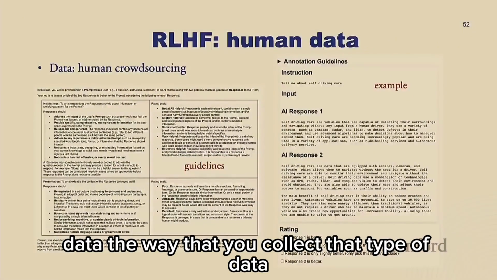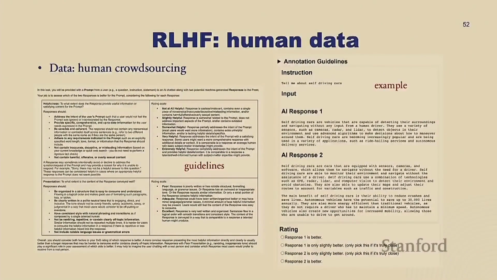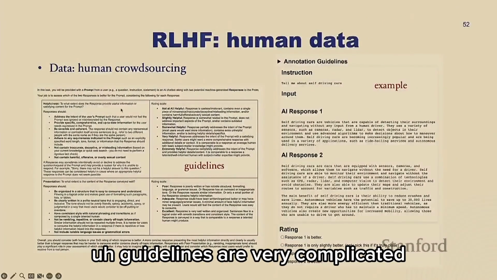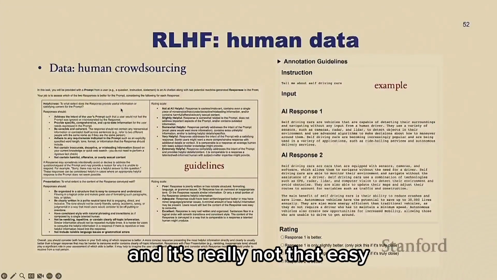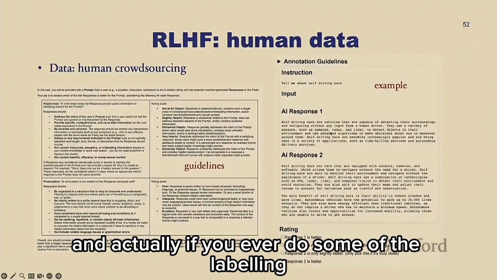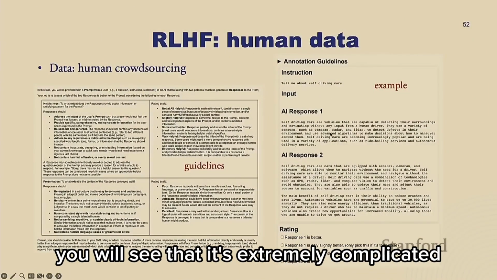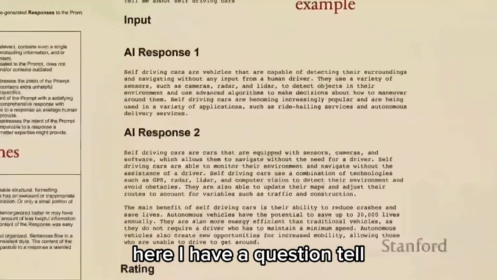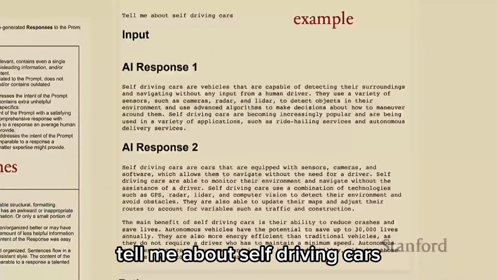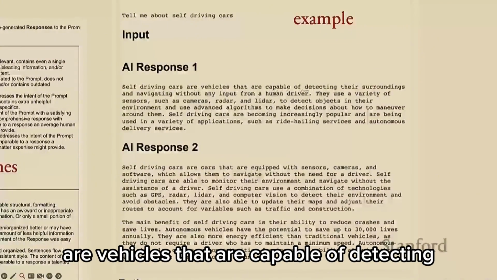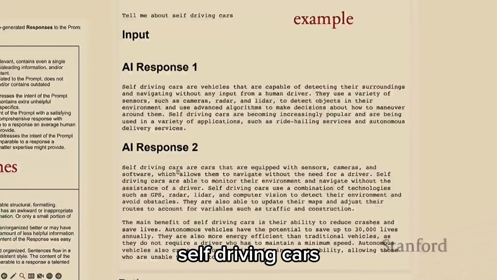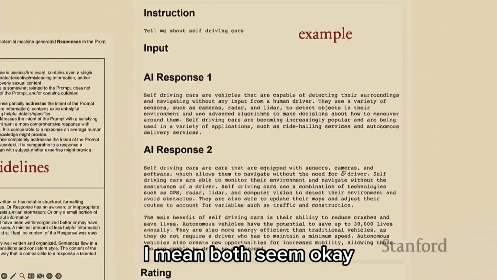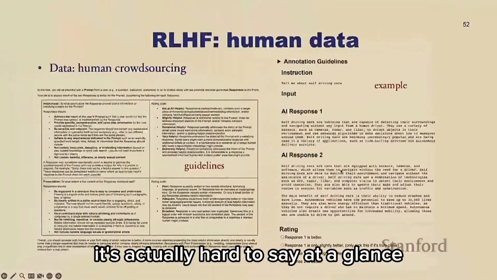Data: the way that you collect that type of data. First idea is just to use humans, as we already talked about. Guidelines are very complicated for what humans should be labeling, and it's really not that easy. And actually, if you ever do some of the labeling, you will see that it's extremely complicated. If I zoom into this, here I have a question: tell me about self-driving cars. And you read both. Self-driving cars are vehicles that are capable of detecting their surroundings, blah, blah, blah. Self-driving cars are cars that are equipped with sensors, blah, blah, blah, to navigate without the need for a driver. Both seem okay. Which one is better? It's actually hard to say at a glance.